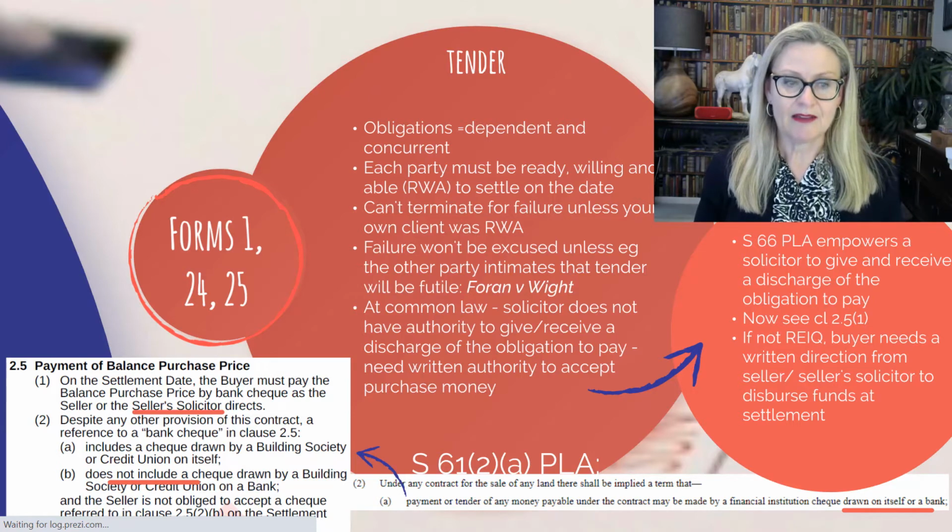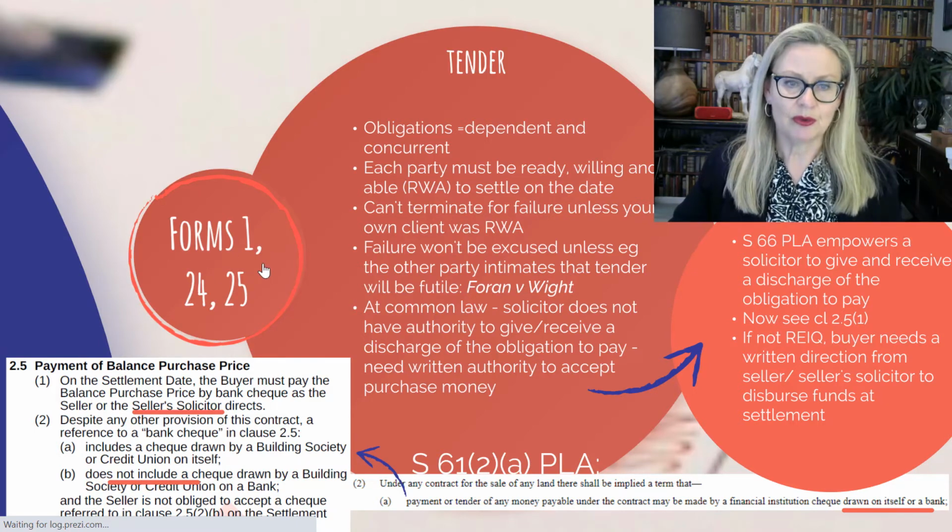but you can't have a check from a building society or credit union that's drawn on a bank. And so in terms of the seller accepting payment as part of the buyer's tender of performance, bank checks will usually be the go, and under the REIQ standard terms, building society and credit union checks are okay as long as they are not drawn on a bank. They need to be drawn on themselves. So, okay, the seller is not obliged to accept a check other than those. So that is the tender of your performance as a buyer.